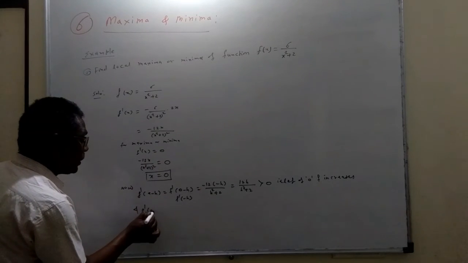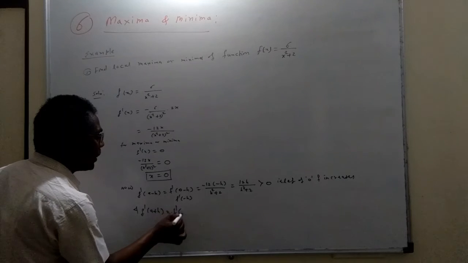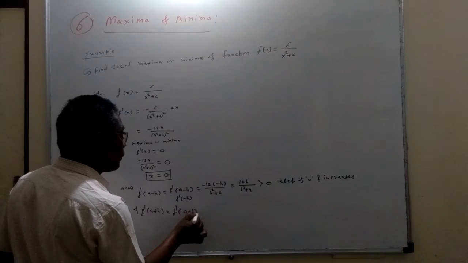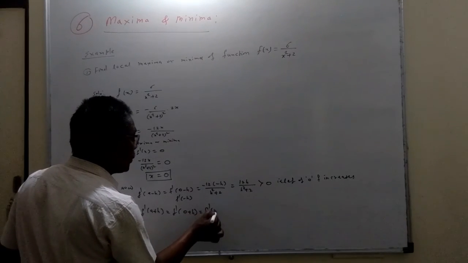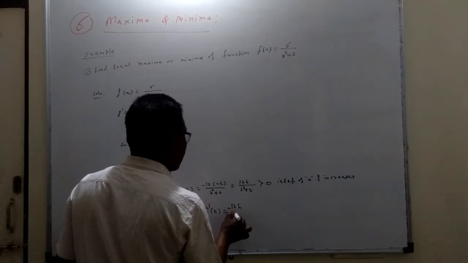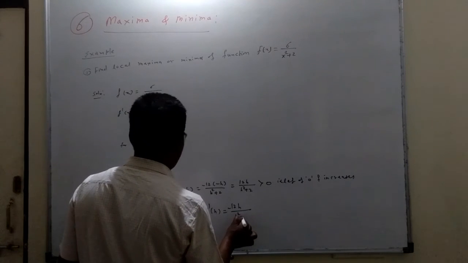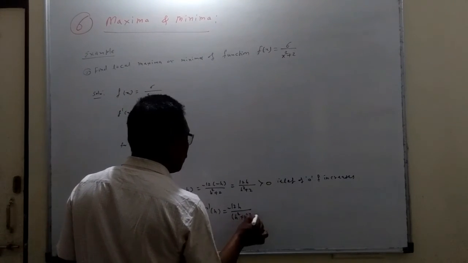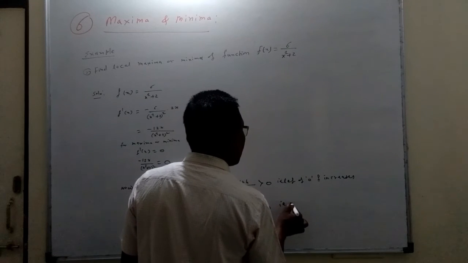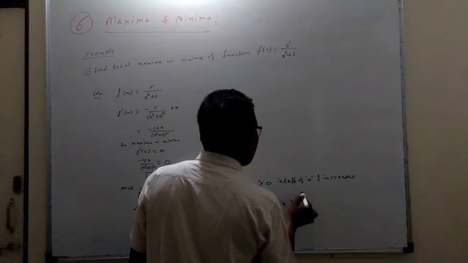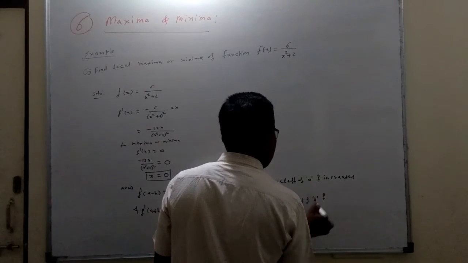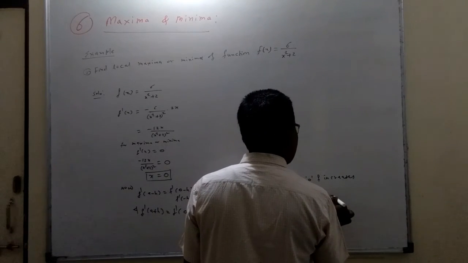And f dash a plus h, that is f dash, put x is equal to a plus h, so 0 plus h, that is f dash h equal to minus 12 into h divided by h square plus 2 square. Now this is always a positive value, so it is less than 0. That is, to the right of 0, f is negative, meaning obtuse angle, so f decreases.